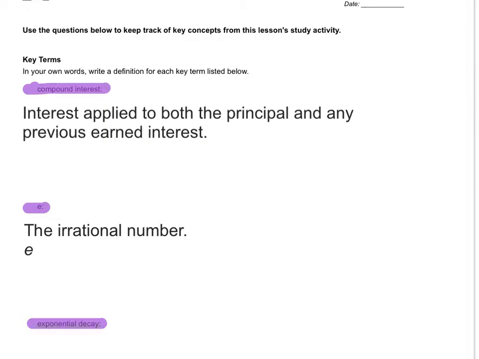E is just an irrational number. When you hear irrational number, think about pi. It's just a number that continues on and on. And E has a value of about 2.71828, and it's just going to keep on going.